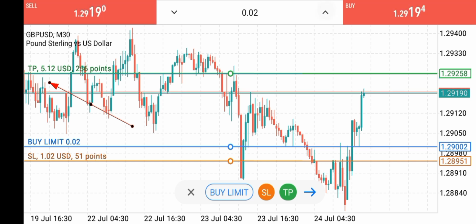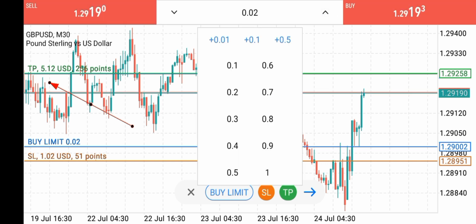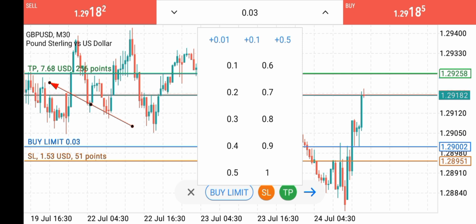If I increase this lot size now from 0.02 to 0.03, you'd see that your take profit and your stop loss have changed. Your stop loss right now, that is your risk, is $1.53 and your take profit is now $7.68. If I increase my lot size to 0.04, you would see that my take profit has increased to $10.24 and my risk now is $2.04.